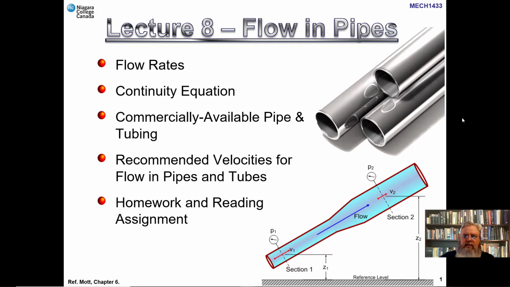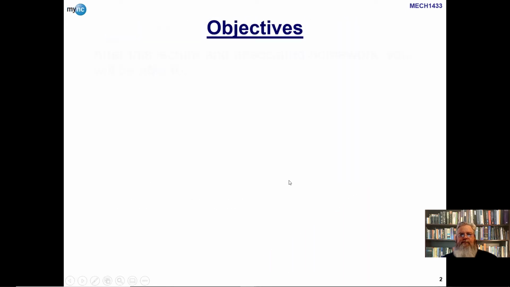But today we're going to start off with the basics about just flow and pipes and flow rates and the continuity equation and velocities, and we'll talk a little bit about commercially available pipes and tubing and types of conduits. And we'll also talk a little bit about recommended velocities for flow in pipes and tubes, which is of prime importance when we're trying to select appropriate conduits for our applications. And that's where we're going today.